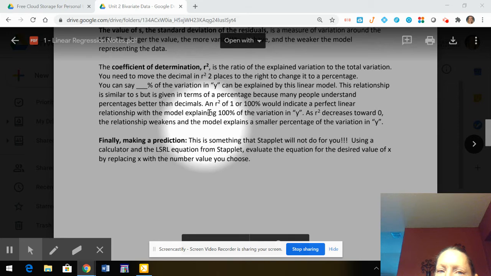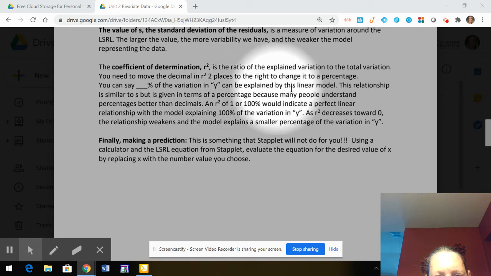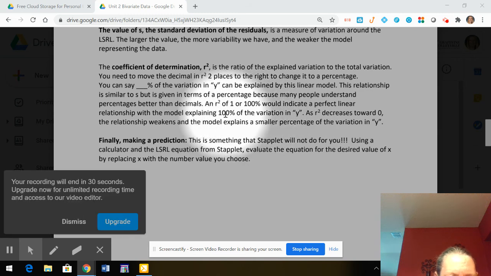R squared is the coefficient of determination. You have another phrase right here that you can use to interpret R squared. R squared is one of the hardest things that we talk about to understand. It talks about the percent of variability that our model explains around your regression line. So if R squared is 100%, we have a perfect relationship. The model explains 100% of our predictions. As R squared goes down from 100% or 1, then we have less control and more variability around the line.